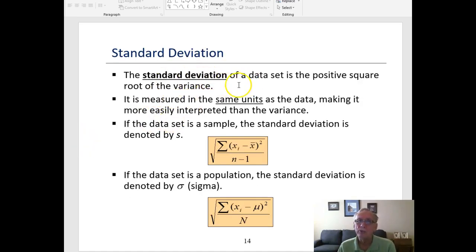What is the standard deviation? It's the positive square root of the variance. So same conditions as before, we've taken the sum of the integer minus the mean squared divided by n minus 1 and take the square root of that. And if you're dealing with total population again, let me emphasize, divide by the total population number, and that gives you sigma.